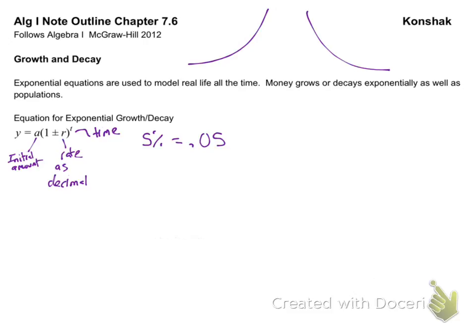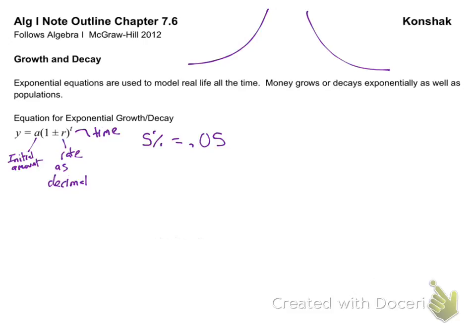Now, if something is growing every 10 minutes, or in minutes or hours, then you use time in hours. If it's per day, then it's in days. If every 10 minutes, then you need to break it into 10-minute segments. Stuff like that. So time is dependent on your rate. You get a 5% increase per what? Year? Then time is in years.